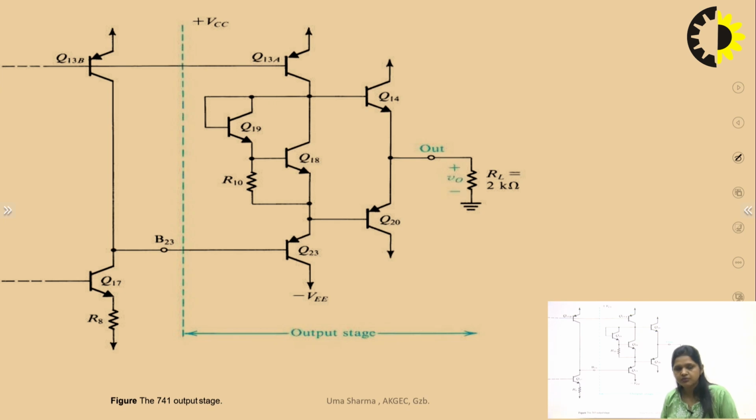In upcoming video lectures, we will see how we can analyze this output stage of the 741 IC. Basically, the objective of performing the AC analysis on the output stage is to find out the output impedance and the maximum range, V output maximum and V output minimum. So the objective is to calculate these parameters.